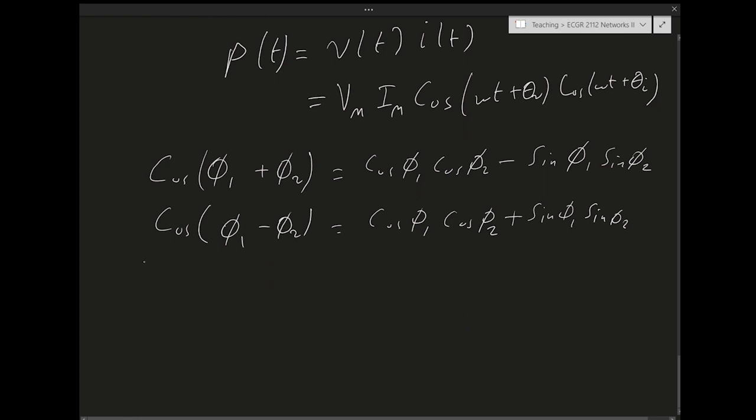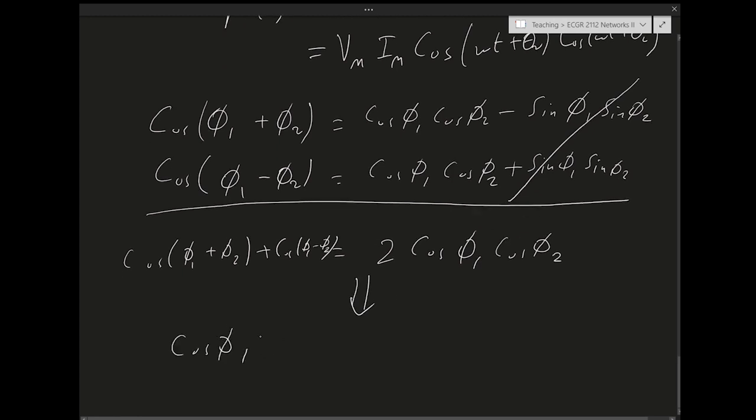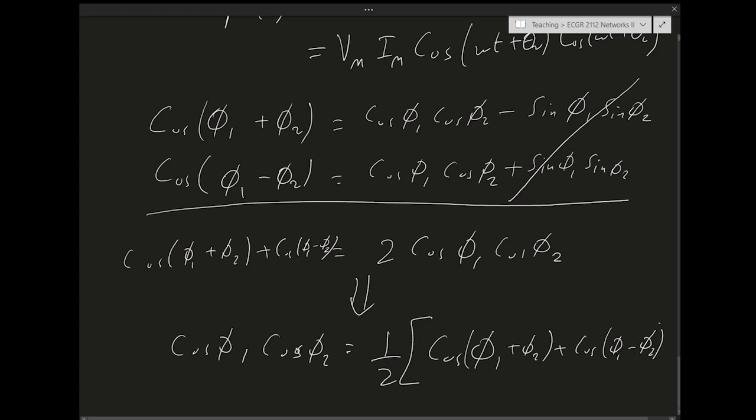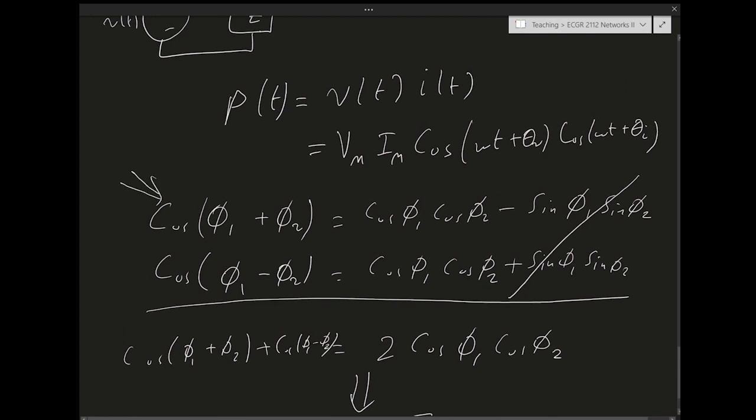I can easily add those two up. This cancels, plus minus, and I end up with 2 cosine phi1 cosine phi2 equals cosine of phi1 plus phi2 plus cosine of phi1 minus phi2. Right? This leads to this identity that cosine phi1 cosine phi2 is just equal to half the sum of the phis, cosine of phi1 plus phi2, plus the subtraction of the phis, cosine of phi1 minus phi2. So this is a very basic identity that we derived from this fundamental identity.